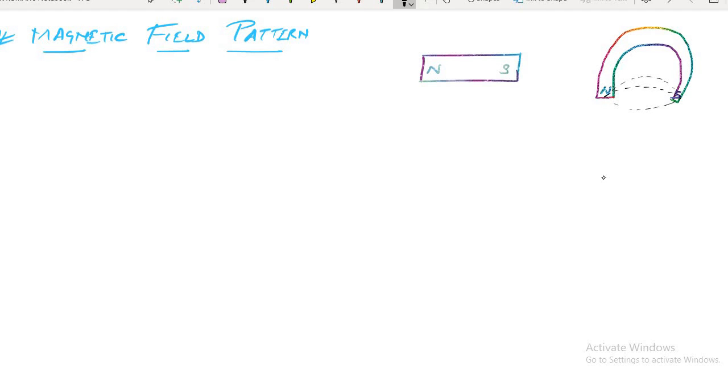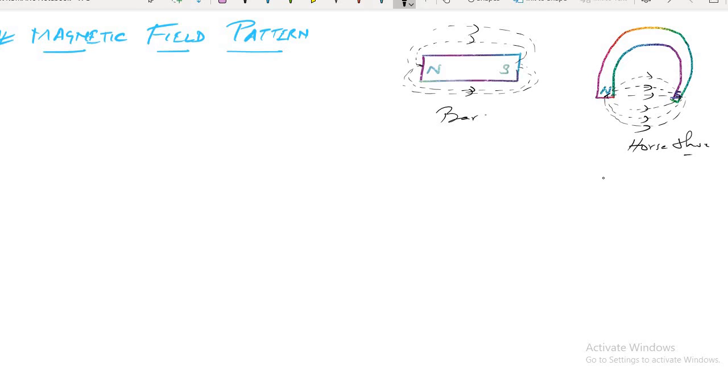Any problem? Arrow marking should be there. And for a bar magnet, I have drawn several times. It's like this. I hope this is clear to you. So this diagram you should remember, because in examination several times it has come for a bar magnet and for a horseshoe magnet. Clear?